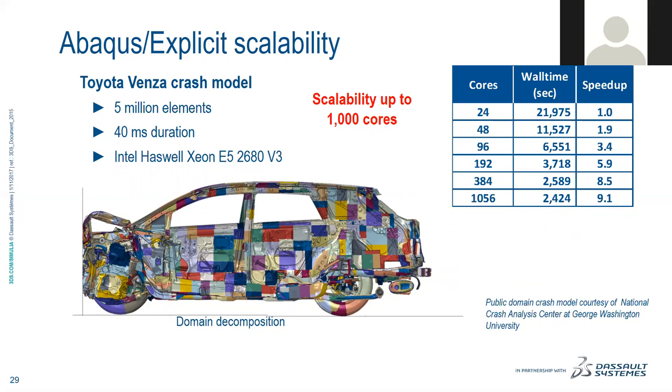Because it can change throughout the simulation. For example, as you can see in this car crash simulation, initially the domains at the back of the car have the same computational expense as the domains at the front. However, later when the car starts crashing into the wall, you see some plasticity, and some contact is happening. So you see the domains are no longer balanced. This is always a challenge.